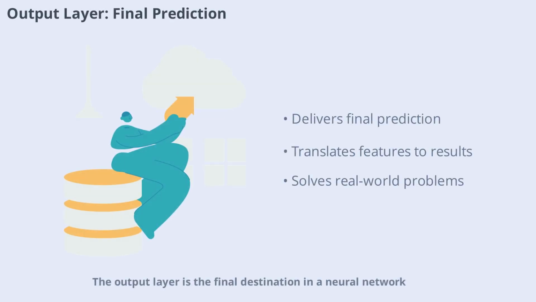The output layer is the final destination in a neural network. After processing through multiple hidden layers, the network delivers its prediction, such as identifying an image as a car with high certainty. This layer translates the network's learned features into actionable results, making it the key to solving real-world problems.